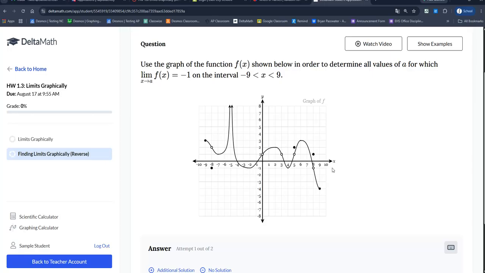Then we keep going on. -1, we got nothing, nothing, nothing. Oh, right here, I've got both sides have a y value of -1. So -2 would be one of my spots. Then I'd keep on going. What about at 4? Do I have a limit there? Yes, so 4 is another one. And then right here, I've got a limit also at 8. It's an open circle, but that's okay. You can have limits at open circles. So that one is a little bit tricky.